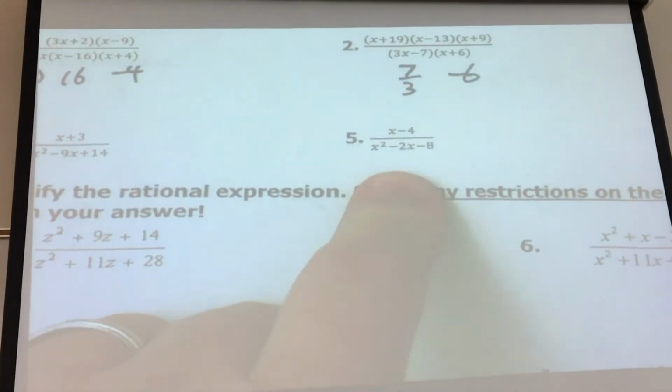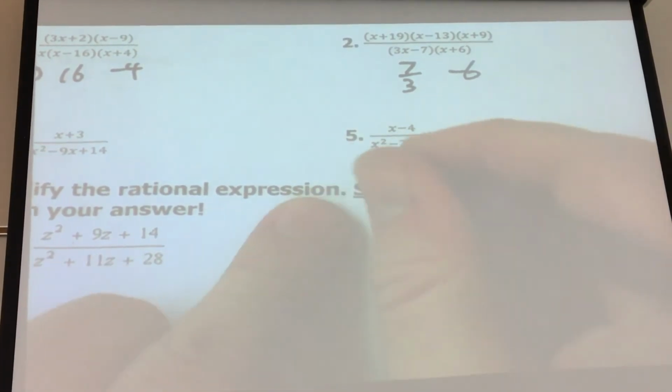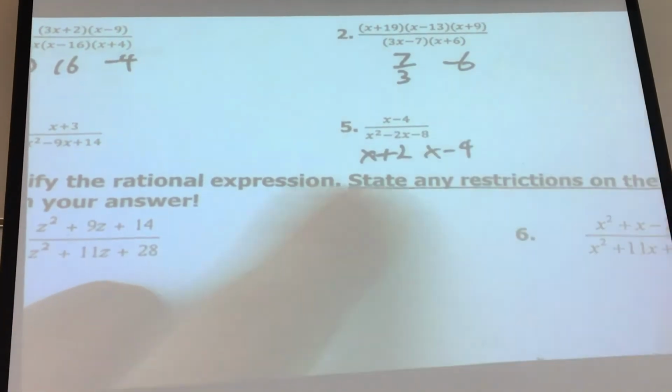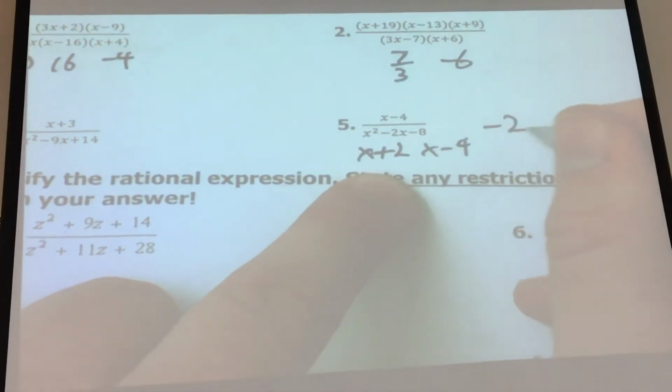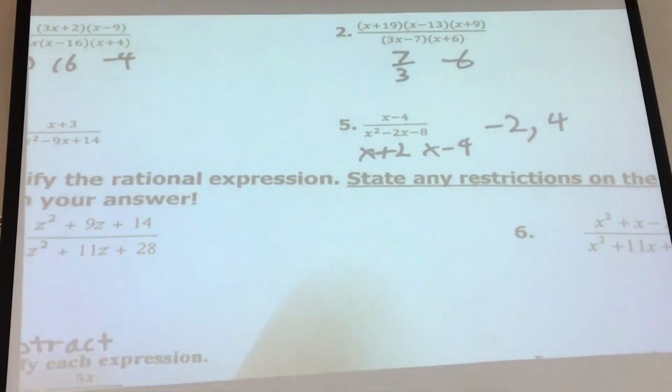On the bottom part of this, same thing. You factor, then what makes it 0? This would be x plus 2 and x minus 4. So to make those 0, it would be negative 2 and positive 4. Okay? Good times all the way around there.